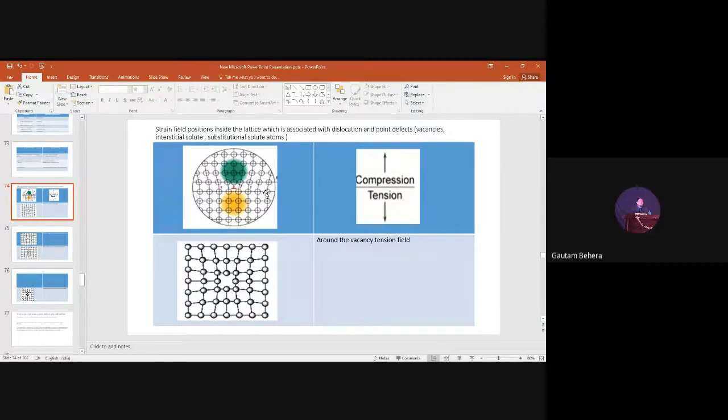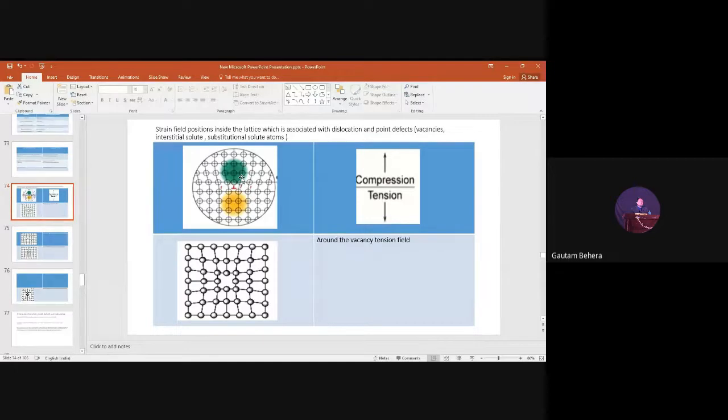Yes. Why green? To minimize the strain, the strain field. Yes, very good. Because why? How will it be minimized? A vacancy has a tensile strain field around it, very good. A vacancy has a tensile field around it, and this green portion also has a compression field around it, right? So they will get cancelled out. Yes or no?